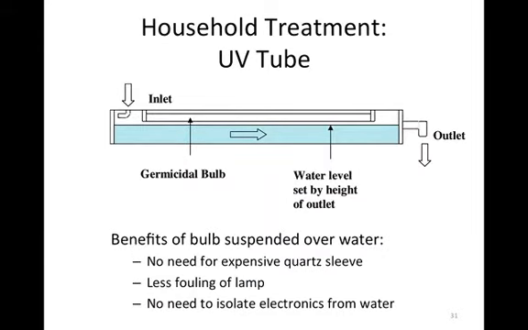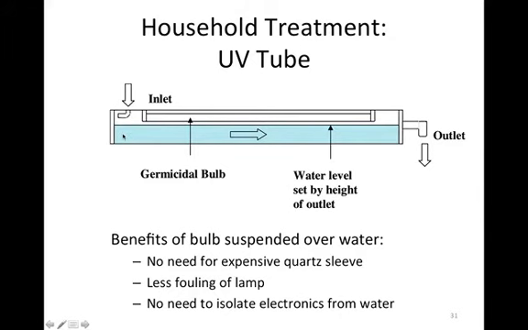And then finally, I wanted to present an example of a project that I've worked on for many years, where we developed a point of use device for household treatment of drinking water that's intended to be low cost and to work in low-income communities. The design for this device is a tube of stainless steel with a UV lamp suspended over it, so you can see the lamp here, and the water just runs underneath it.